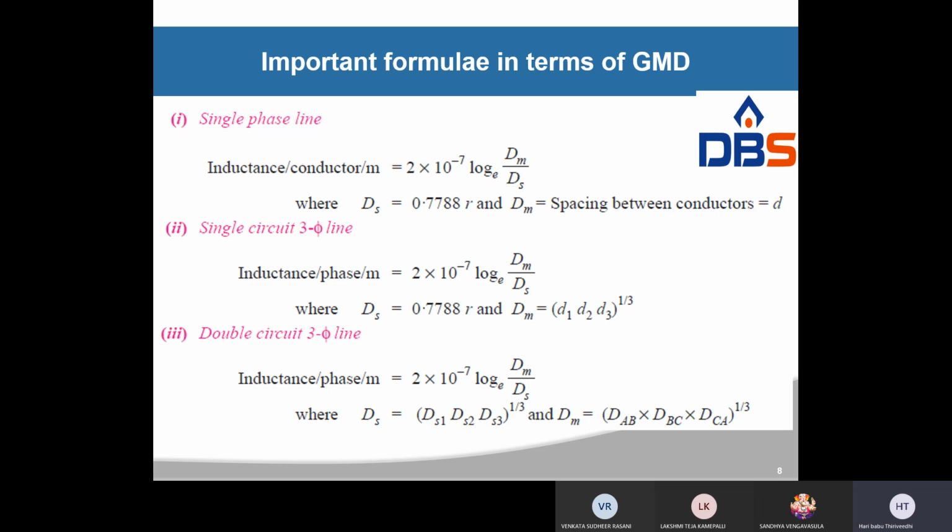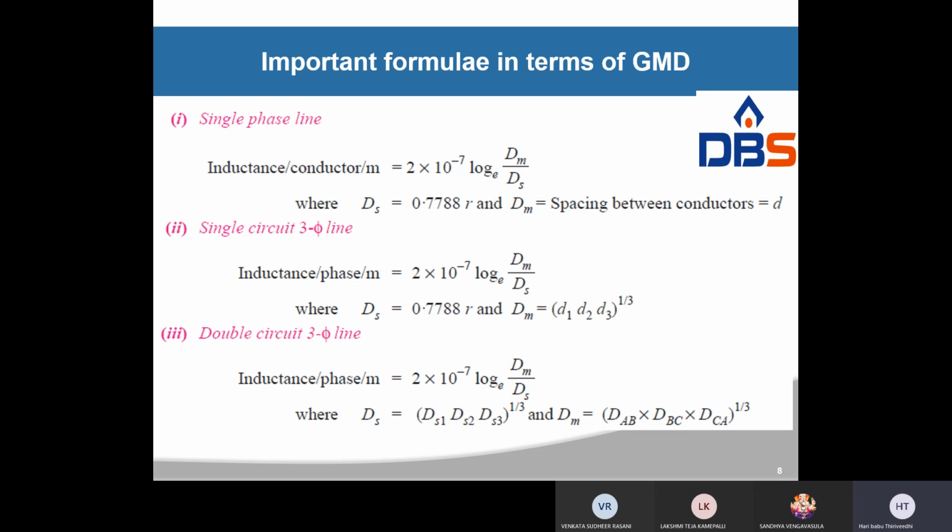Three phase line is 2 into 10 power minus 7 ln Dm by Ds. Dm is nothing but D1 D2 D3 whole power 1 by 3. If it is symmetrical, D cube whole power 1 by 3, that is cube root, so Dm is equal to D for symmetrical. For asymmetrical, D1 D2 D3 whole power 1 by 3, right? And Ds is always r dash, that is 0.7788 r. So you have to remember these two formulas for solving the problems.